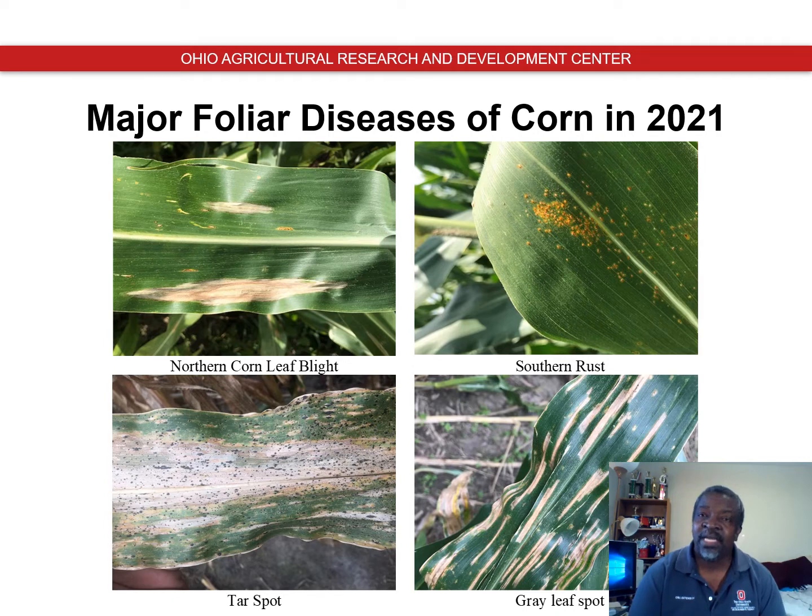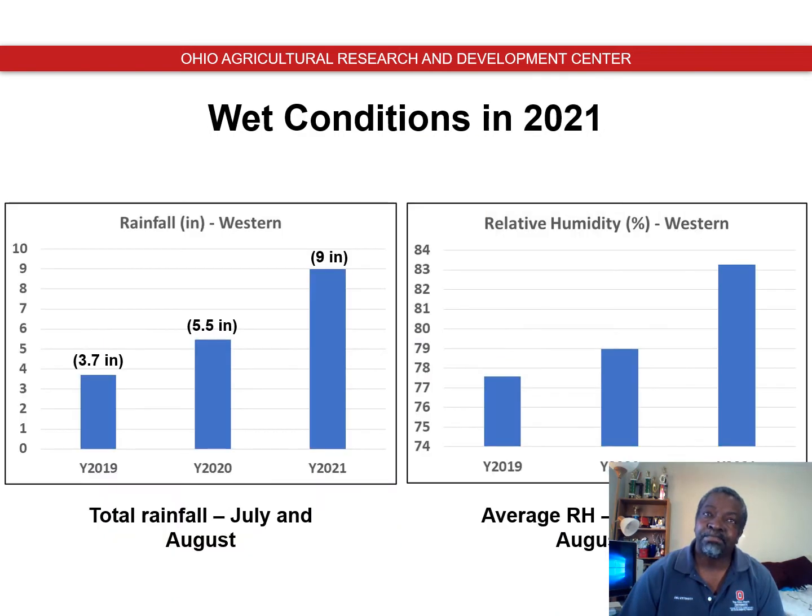In my time at Ohio State, I think this is the year I've seen so many different diseases and at such high levels. So obviously something is happening that leads to high levels of disease development. What this does for my program, though, is allow me to evaluate disease management strategies, because you can only do that well when you've got diseases in your fields or your research plots.